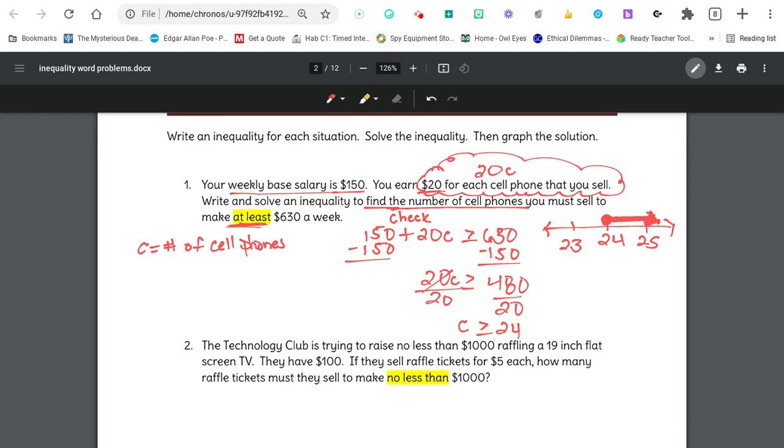All right, so you have to sell at least 24 phones in order to make $630 a week or more.